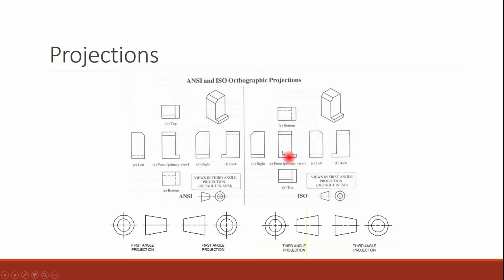Here's my front view. The left side is my right side and the right side is my left side, whereas the top is my bottom and the bottom is my top. So that's why in this case I think it's a lot easier, and I'm glad that the ANSI standards take care of using the third angle projections, because it makes more sense to me naturally.